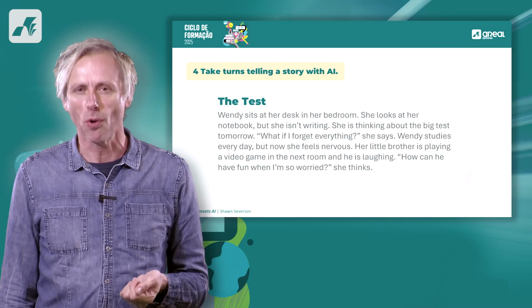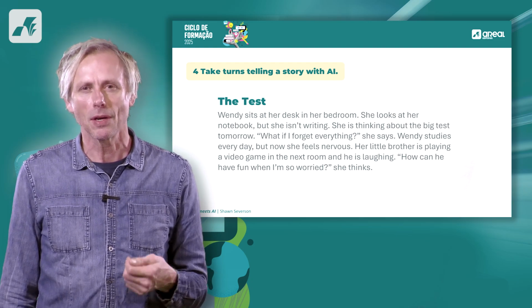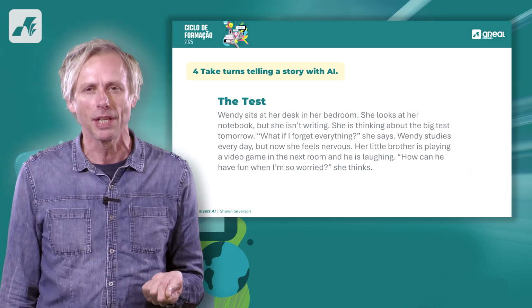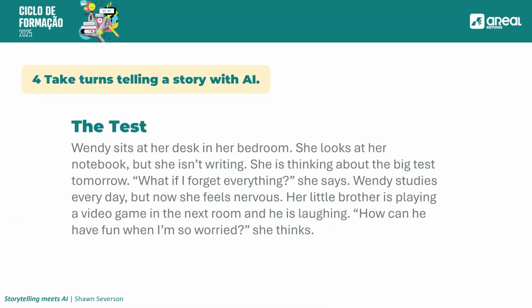Now, let's go on to the fourth story. The fourth story is called Taking Turns with AI, Telling a Story, or in my little terminology, co-generation. And I have a story here about a young little girl named Wendy. Wendy's studying, and she's got a little problem, and that is her brother next door is making too much noise. What is she going to do?